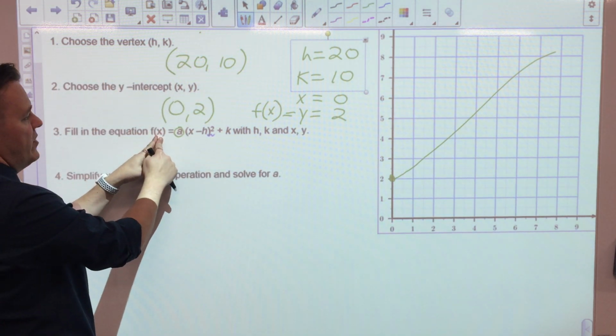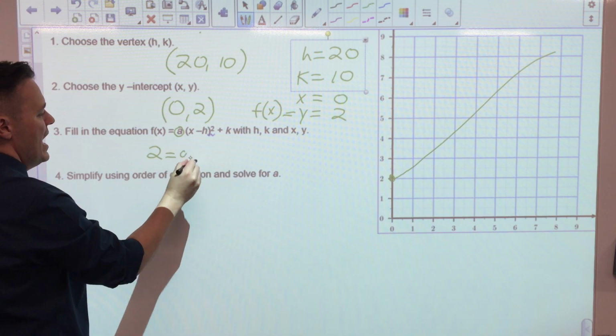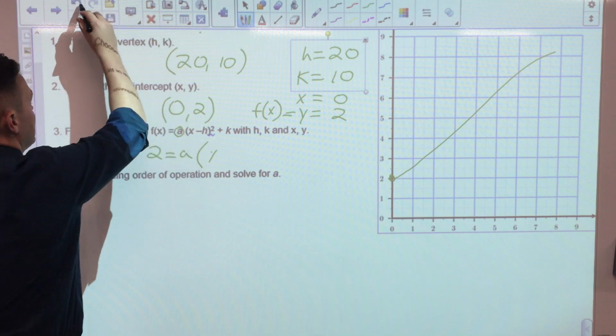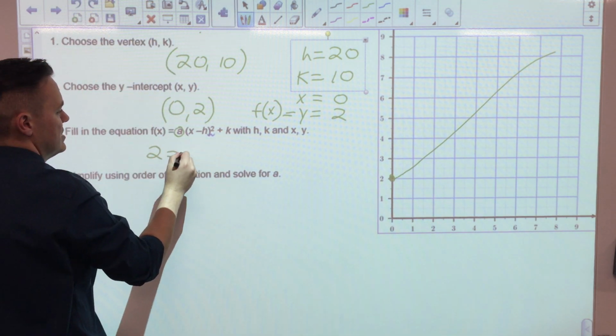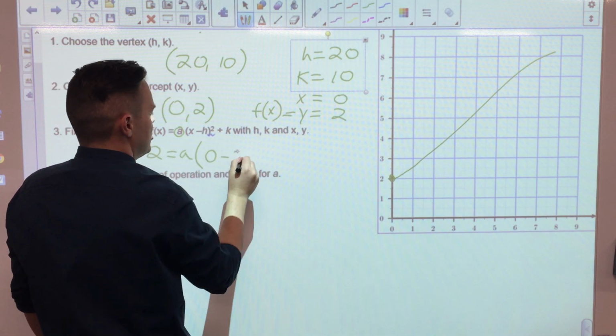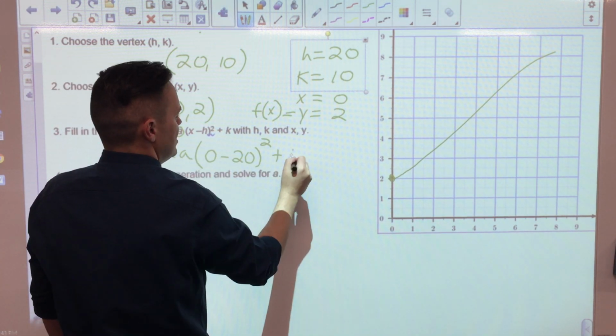So when it comes here to f of x, my first point that comes out here would be 2 equals a, because that's what we have to solve. I have my x value: 0 minus my h, which is 20, squared, plus my k, which is 10.